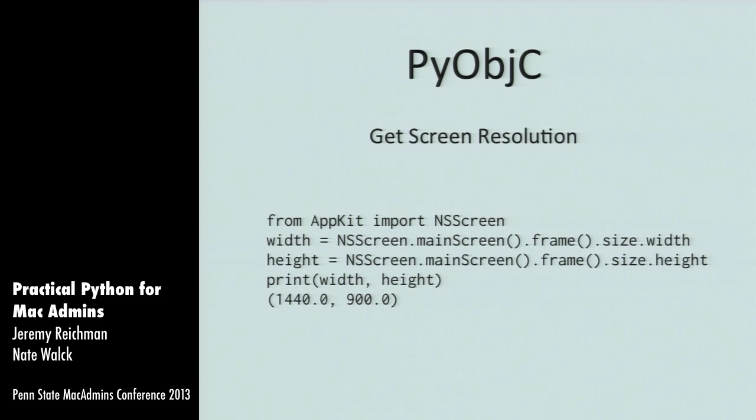And then height is the same exact thing, except when we drill down, we're getting the height instead of the width. And then we're saving those two as individual variables. And then we're printing them, and you can print two at a time like that. So we have width comma height. It's actually, what, a 13-inch Air, something like that. So you can get screen resolution if you're interested in that sort of information.